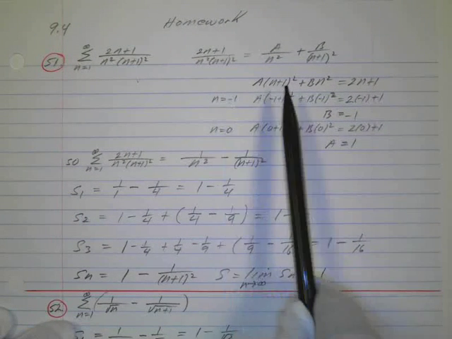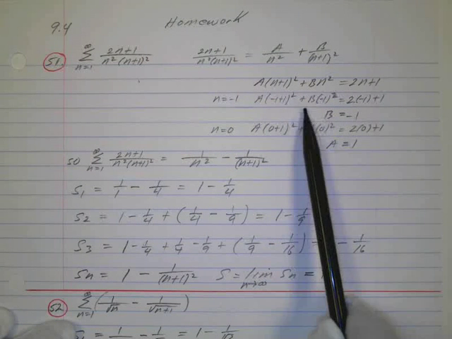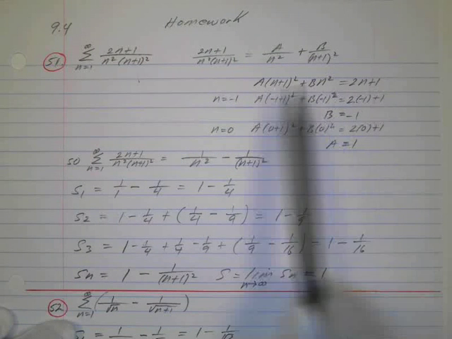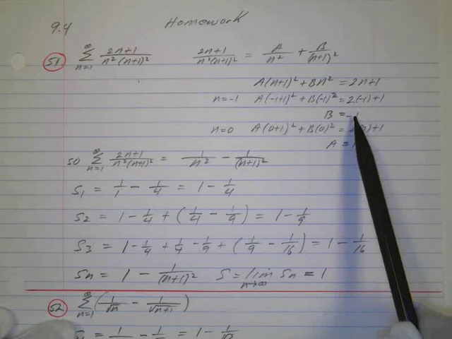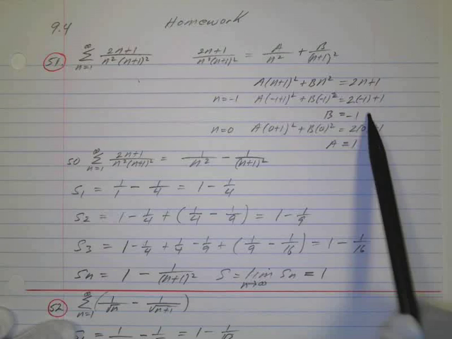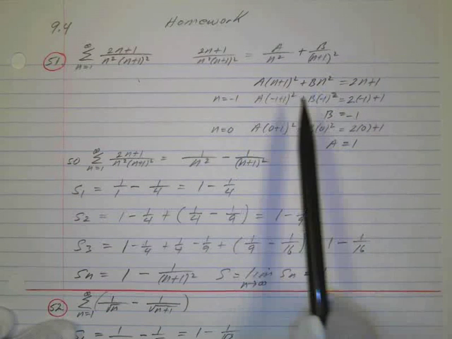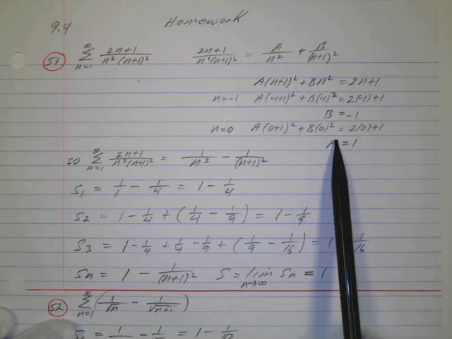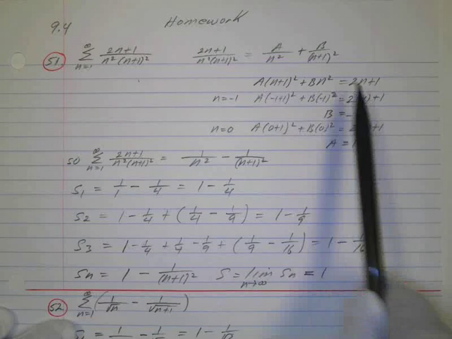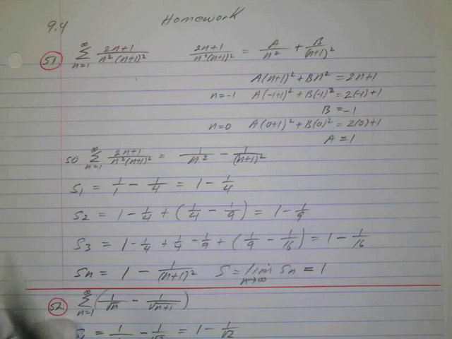And then if I use n equal negative 1, that'll get rid of the a term, and I'll have b times negative 1 squared, which is just b. And if I put negative 1 here, I've got 2 times negative 1, which is negative 2 plus 1, which is negative 1. So b equals negative 1. And then I could put 0 in here to get rid of the b term. And then 0 plus 1 is just 1. So a just equals 2 times 0 plus 1, which is just 1. So that was easy enough.